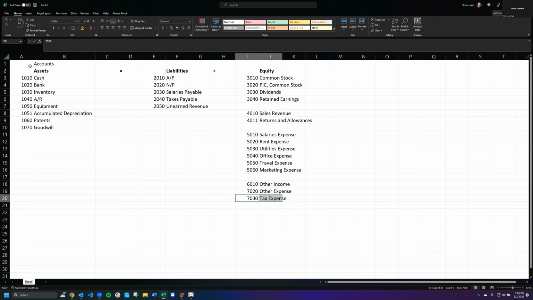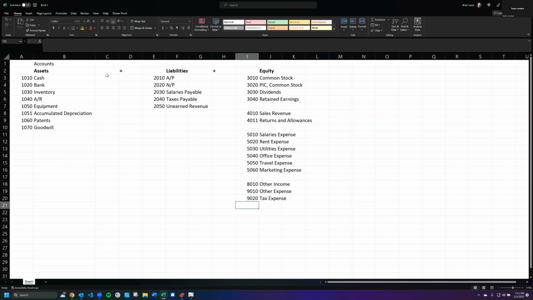Just usually assets are ones, liabilities are twos, equities are threes, revenue type accounts are fours, expenses are fives, and any other can be either 6 or 7. Some companies do 8 and 9s. It just depends on how many different categories of expense they have. In fact, let's just do what it normally is, 8. It'll be something like that. Okay. So that's your chart of accounts.